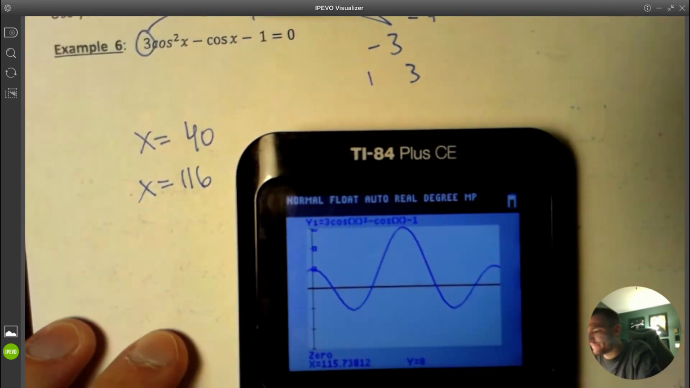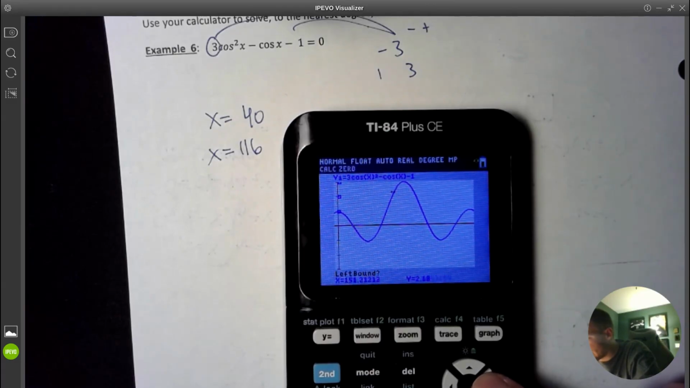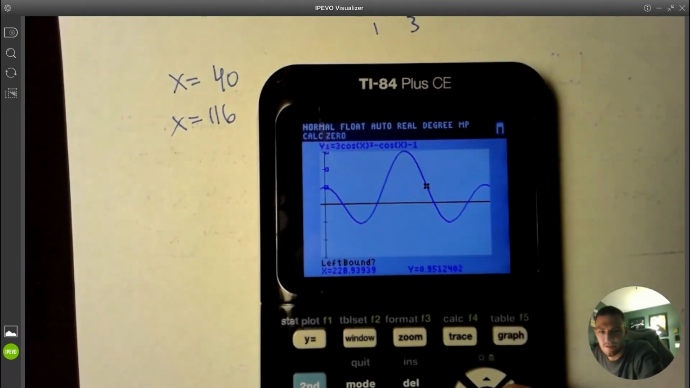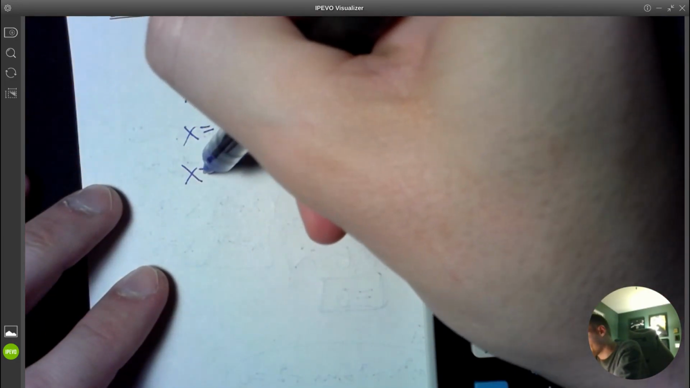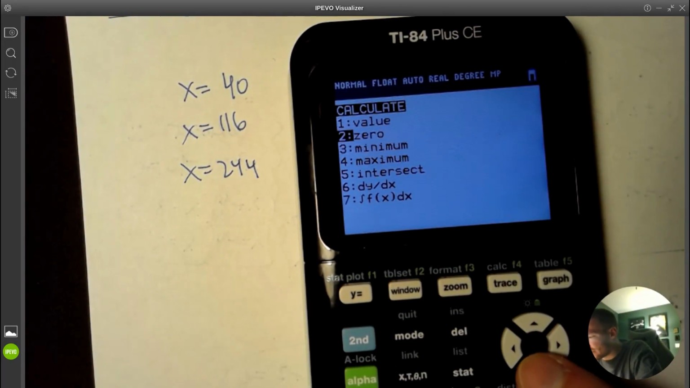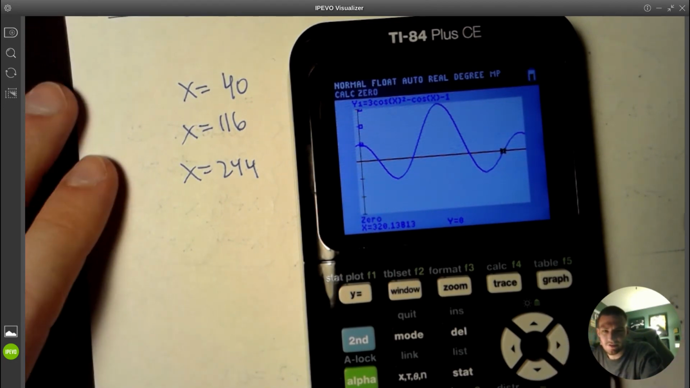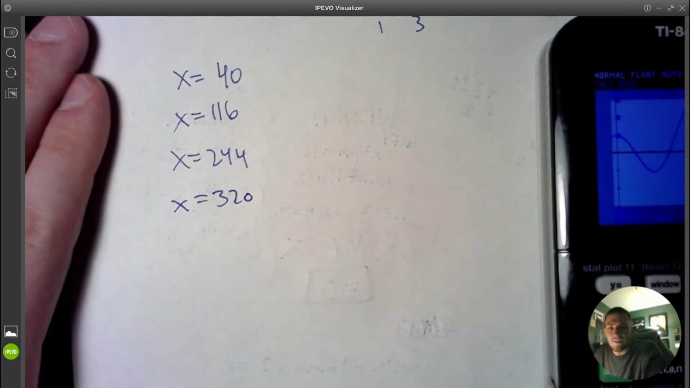Let's do it again. Second trace 0, left bound, right bound. So let's do, maybe zoom in a little more. Left, right, guess. There it is, 244. And let's do one more. Second, calculate 0, left, right, guess. I just pressed enter because the guess literally doesn't matter. 320.1, x equals 320. There's my 4 answers.